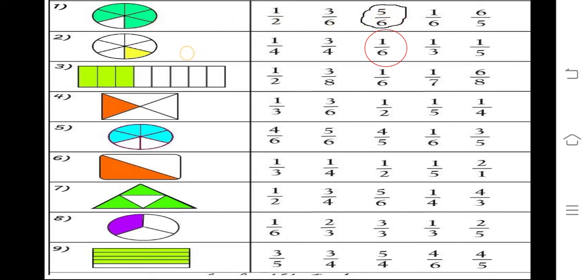Look at the second figure here. 1, 2, 3, 4, 5, 6. This is divided into 6 parts, and out of 6 only 1 is colored. So 1/6. The rest you will do.